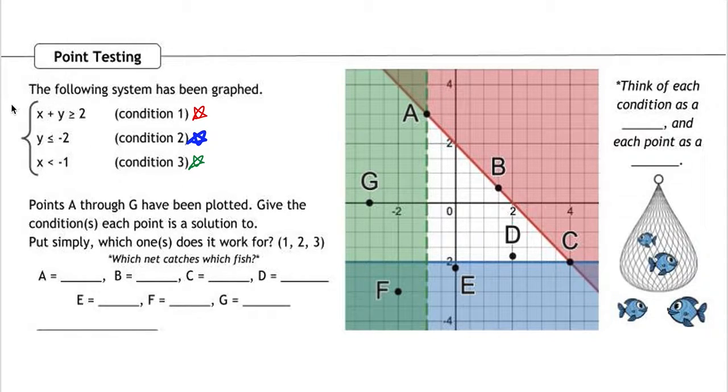Hey students, let's go over point testing. So as you can see here, the following system has been graphed. Now what I've done is I've matched up the color of the graph to the conditions.